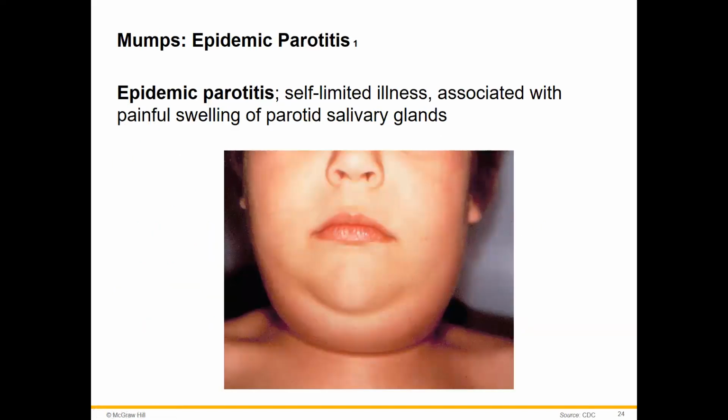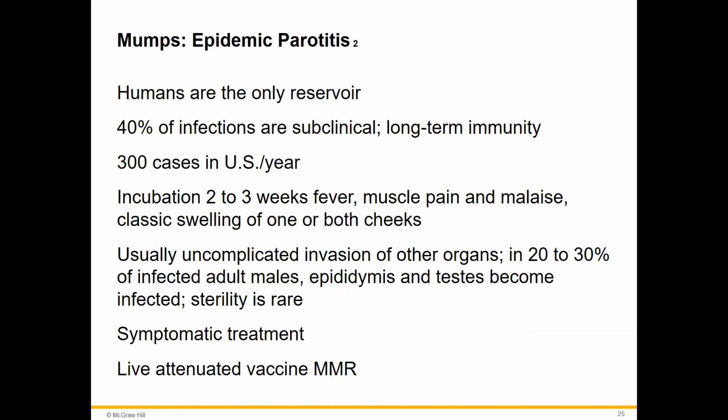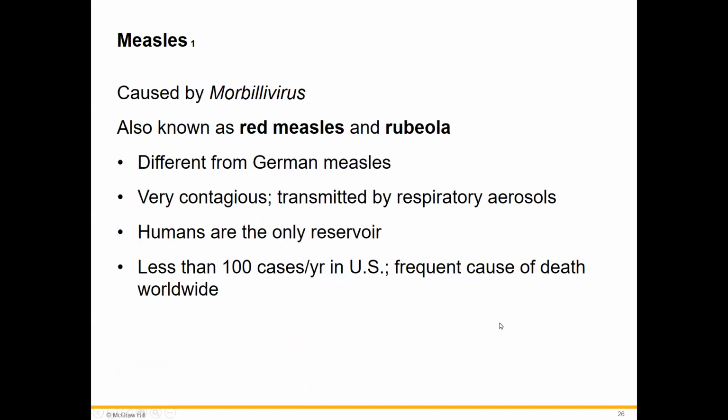Mumps is our epidemic parotitis, right? Our parotid gland inflammation. It's self-limited. It's painful swelling of our parotid salivary glands. Single-stranded DNA. Humans are the only reservoir. You typically are going to see muscle pain and malaise. Typically, it's uncomplicated. You could sometimes see an epididymis and testes infection, which obviously would be a complication in an adult male. There is a vaccine.